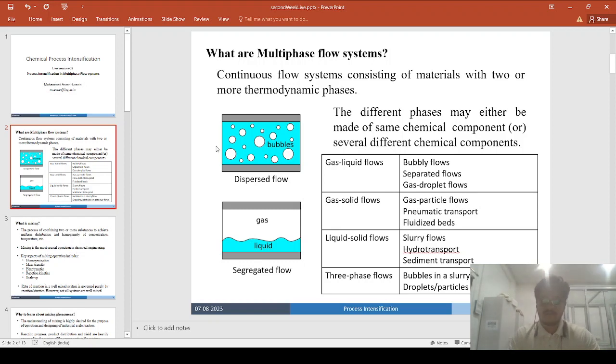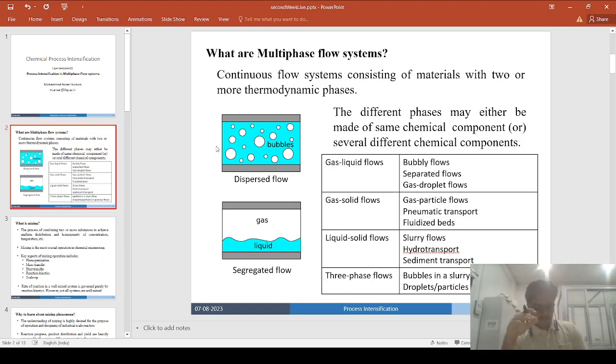The multi-phase flow systems are the continuous flow systems consisting of materials with two or more thermodynamic phases. So those are called the multi-phase flow systems. Note down that it is a continuous flow system. It is not that you just put a sessile drop or a stationary drop and call it a multi-phase flow system. That will be a multi-phase system.